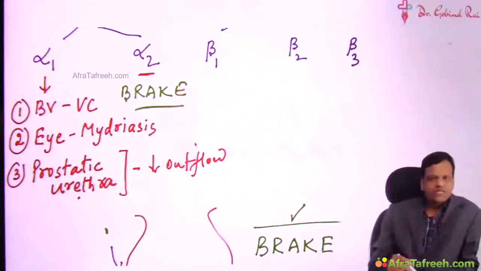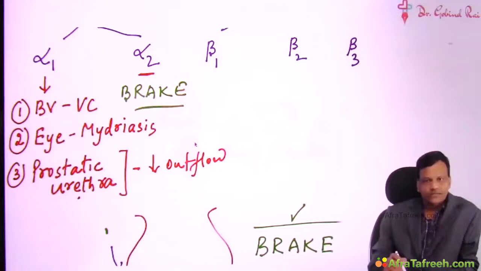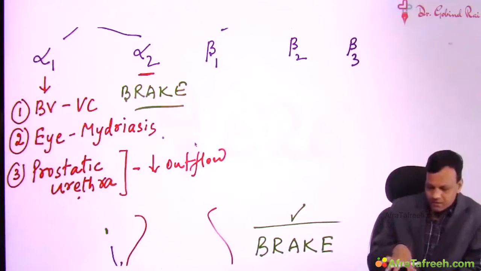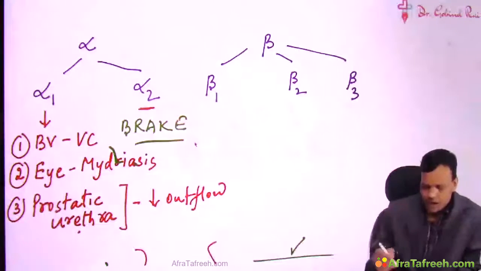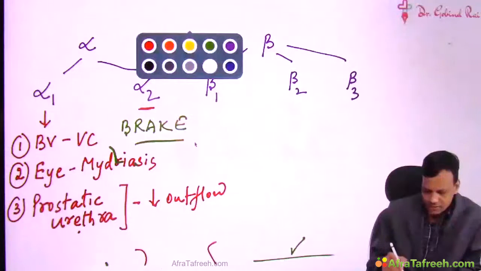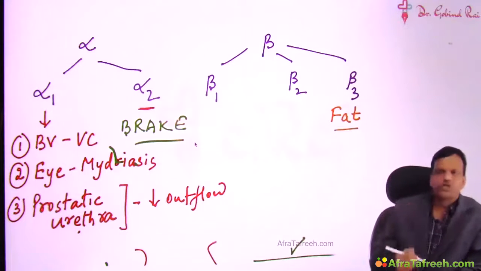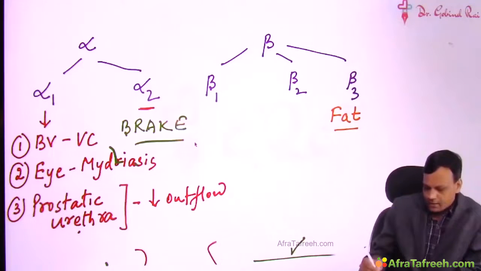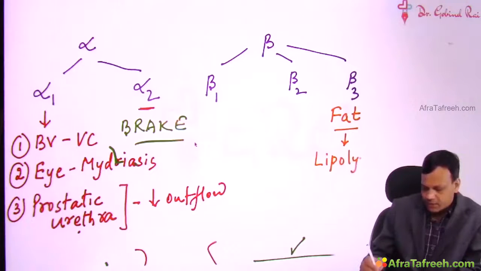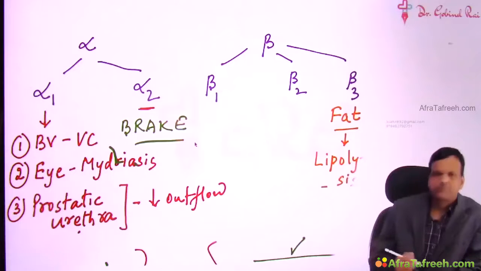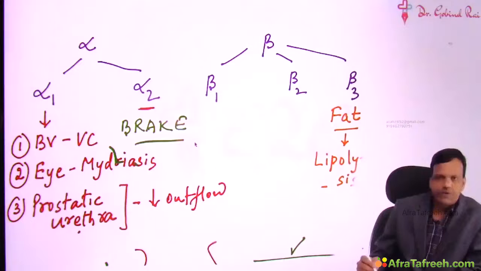So alpha 1 receptor is present in blood vessels, eye and urethra, whereas alpha 2 is acting like a brake. Now coming to beta receptors. We have 3 receptors: beta 1, beta 2 and beta 3. Out of these, beta 3 receptor is mainly present on adipose tissue or fat cells, and its main action is to cause lipolysis. We will not study beta 3 receptor anymore. Just remember it causes lipolysis.